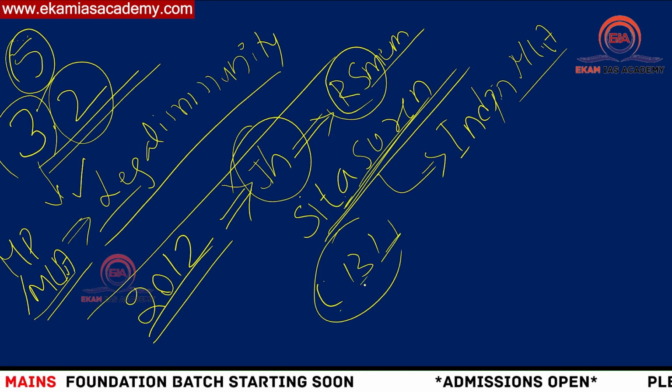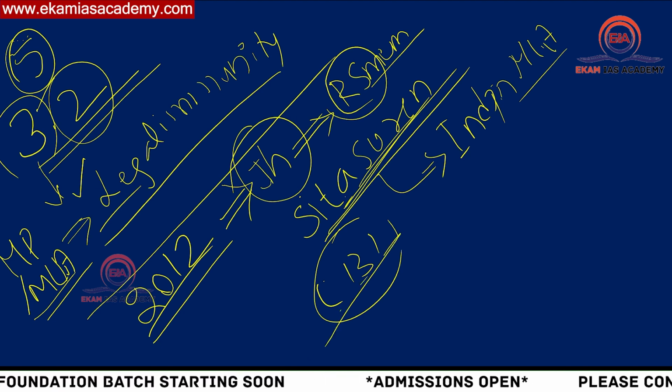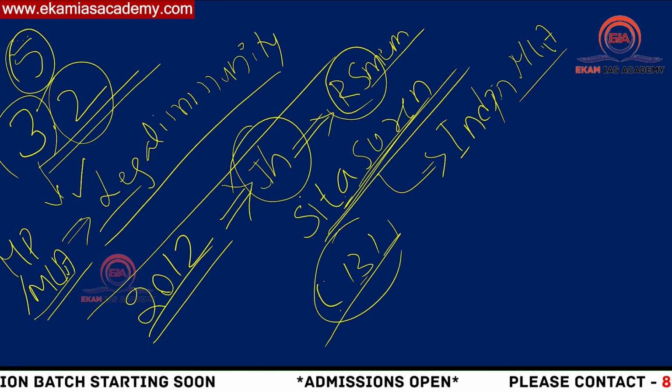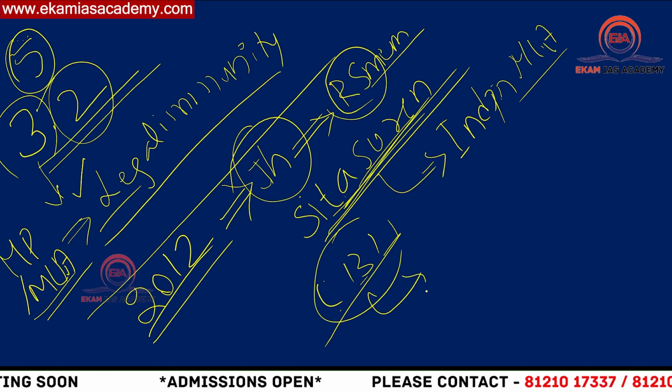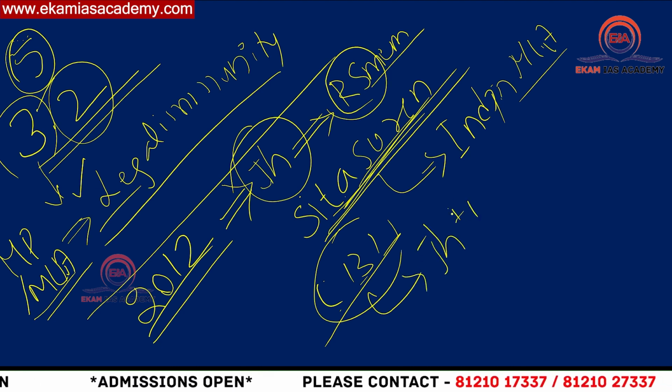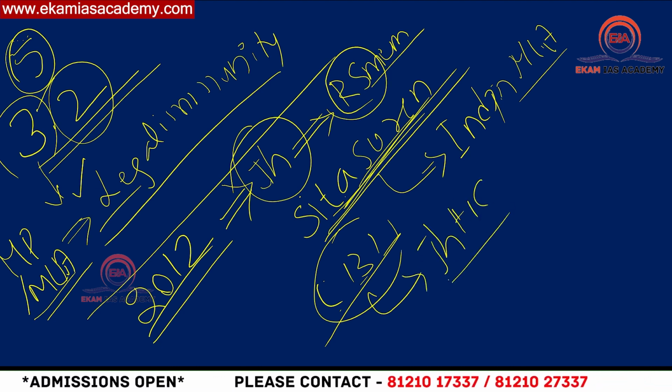Okay, so based on this, CBI has filed a case. Then what happened after this case, this Sita Soren? The matter went to the Jharkhand High Court. What did the Jharkhand High Court say? The Jharkhand High Court said we cannot quash this case.